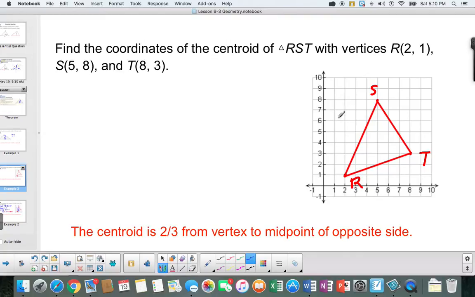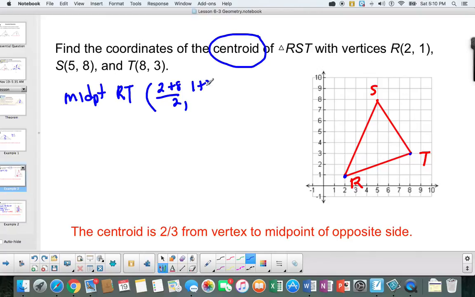All right, let's take a look at a coordinate axis here, and we are going to try to find the centroid. We want to be able to find the point that's 2/3 of the way down. So I think the easiest way is to find a midpoint, the midpoint of RT. From here to here we're going to find the midpoint, and that's going to be (2 plus 8) over 2 and (1 plus 3) over 2. So that's going to be 5, 2. 5, 2 is right here.